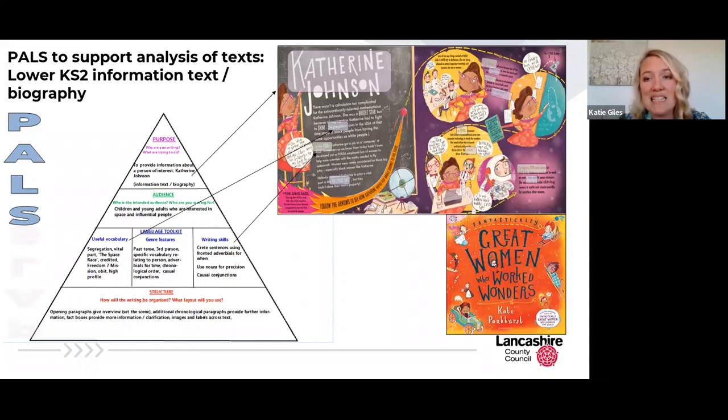In terms of writing skills, specific writing skills, now this might be an example that you use for lower key stage 2. So when we start to think about the writing skills that children use in lower key stage 2, say year 3 and year 4, we can see that, oh, we've got some fronted adverbials for when. Okay, so we can see that that is a specific writing skill that lends itself nicely to this text type. We've got nouns for precision, and we've also got some causal conjunctions.